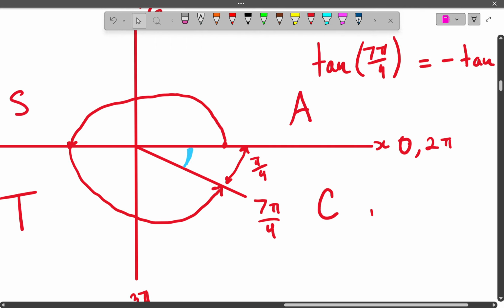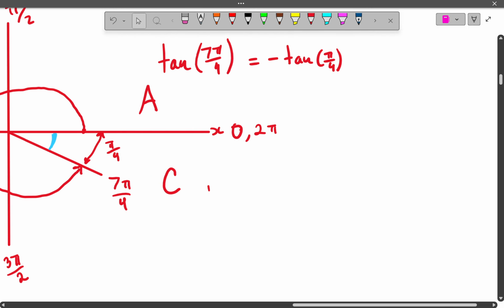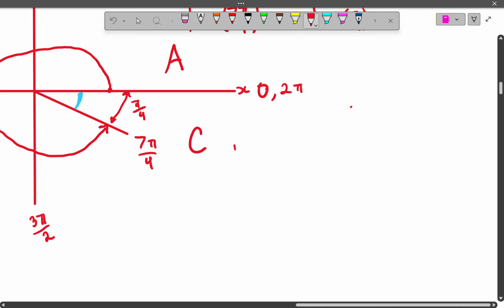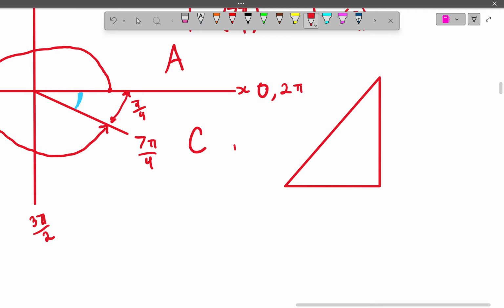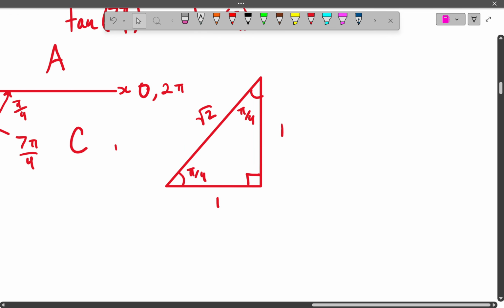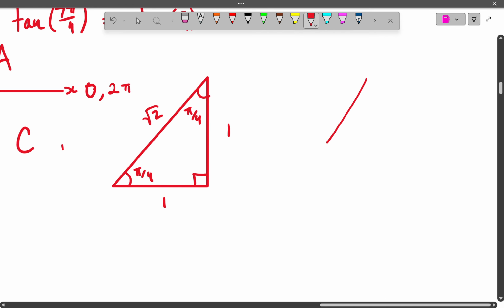And the two special triangles that are taught are this one. So we have a triangle here where we have pi over 4 here, and pi over 4 here. There are your two angles. This is a right angle triangle. And the sides are 1, 1, and the square root of 2. This is one triangle. And the other special triangle looks like this.